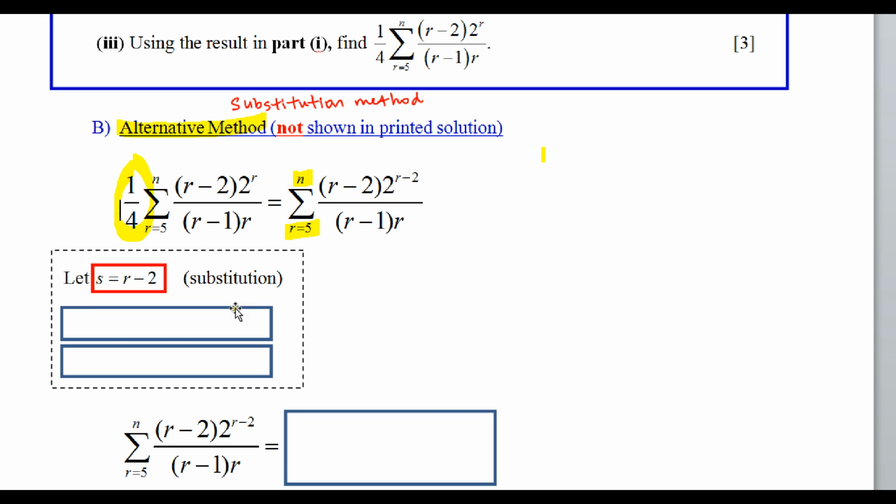Because when r is equals to 5, which is the lower bound here, lower limit here, s must be equals to 5 minus 2 because you are using this substitution. Alright? So, s must be 5 minus 2. Now, a lot of people forget this next step.